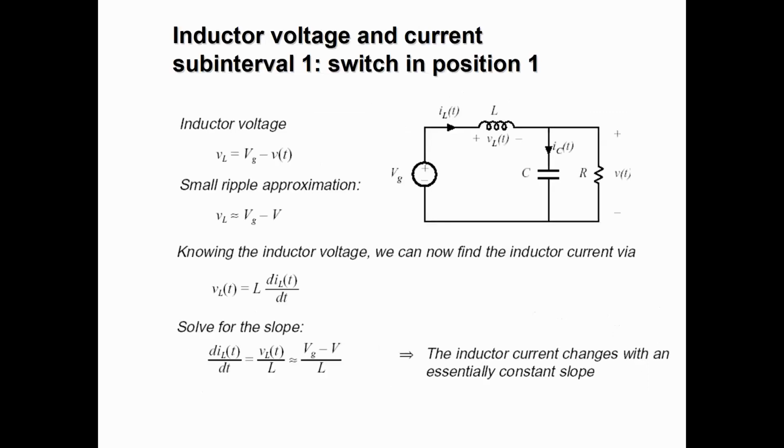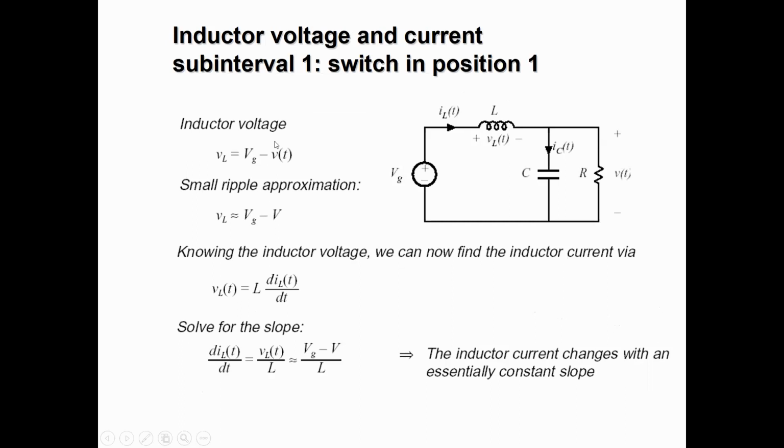First of all, when the switch is connected at position 1, what is the inductor voltage? If we apply KVL over here, we get Vg equal to vL plus v(t), so vL is equal to Vg minus v(t). This is the inductor voltage.